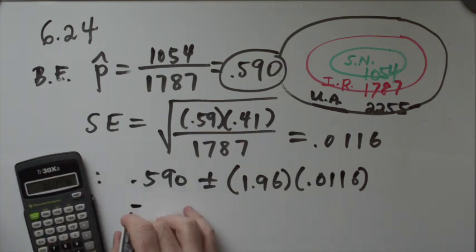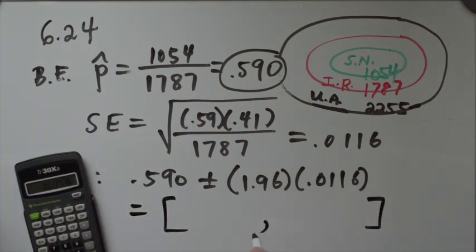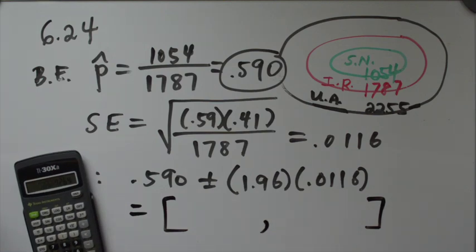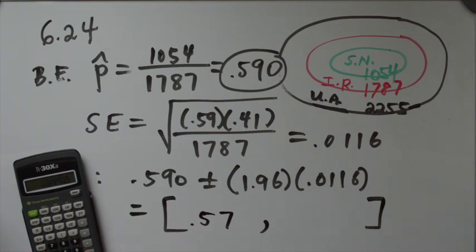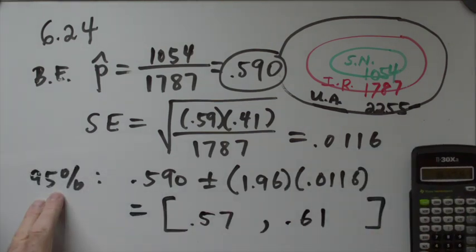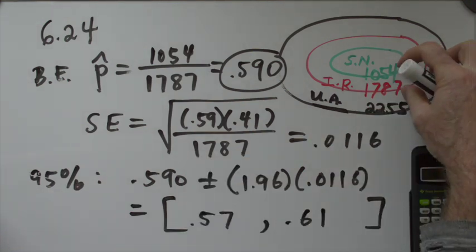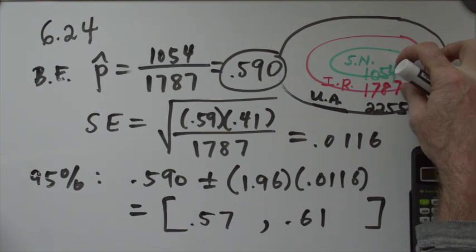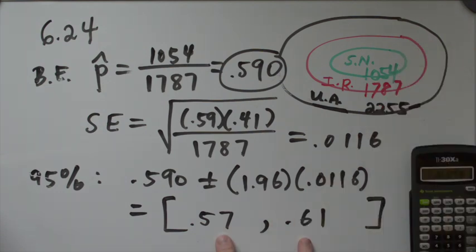All right, here we go. Let's get our two endpoints. 0.59 minus the margin of error puts me at about 0.57. And then 0.59 plus the margin of error puts me at about 0.61. So we're 95% confident that the true proportion of social network users amongst the internet frequent users is covered by this interval. So that's the way we would articulate this conclusion.